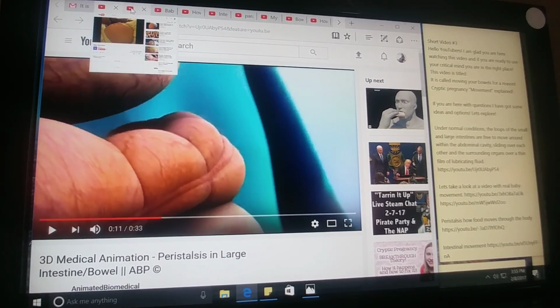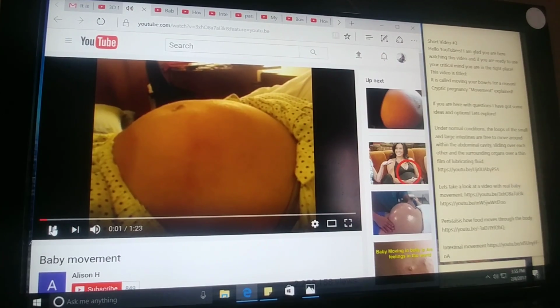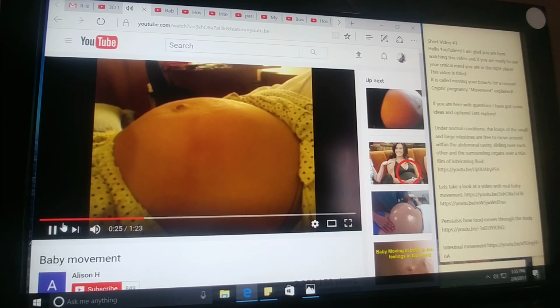So now let's take a look at some real baby movement. As you can see in this video, you can see pokes that come out quite a bit of difference from the actual abdominal wall. A lot of these movements will poke up at least 2 inches from the abdominal wall. And so you can tell that it is something separate from the mother that is creating the movement.